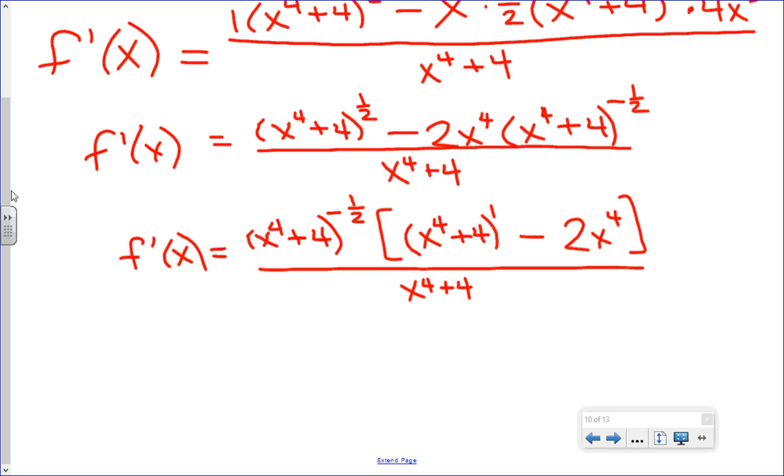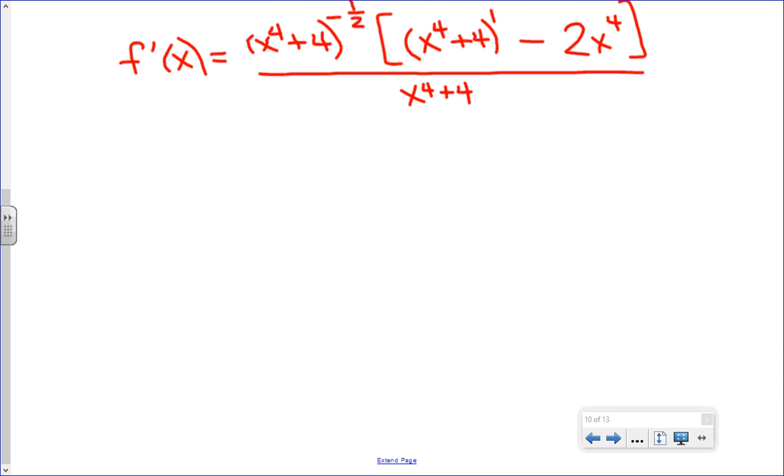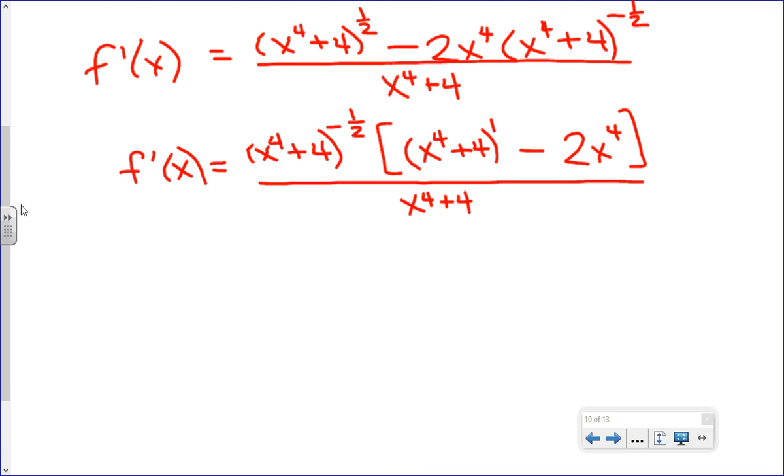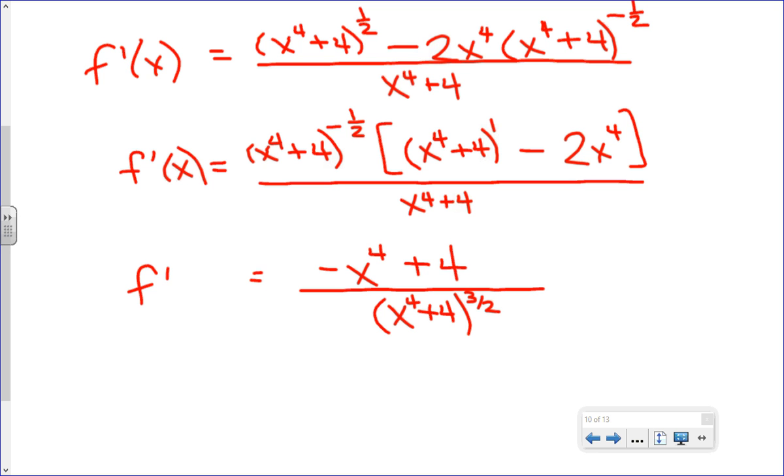Okay, this is why this is so helpful. All right, I know it seems to be kind of a pain in the rear right now, but look. This is x to the fourth plus 4. This is x to the fourth plus 4. Well, this has a negative exponent, which means we can bring it down to the denominator. So this denominator becomes to the 3/2 power because we can swoop that down. And then our numerator, we can combine like terms. Negative x to the fourth plus 4. And there's our simplified derivative.